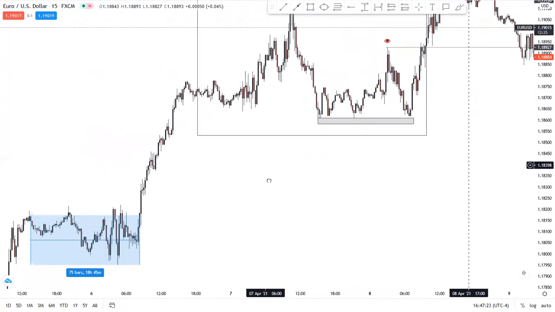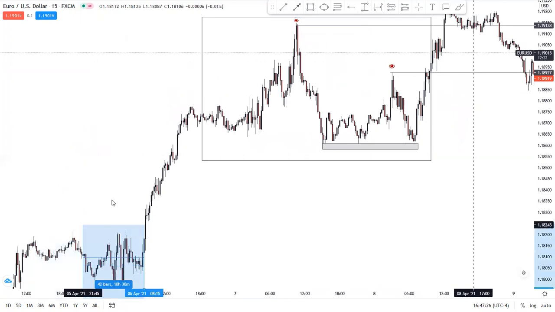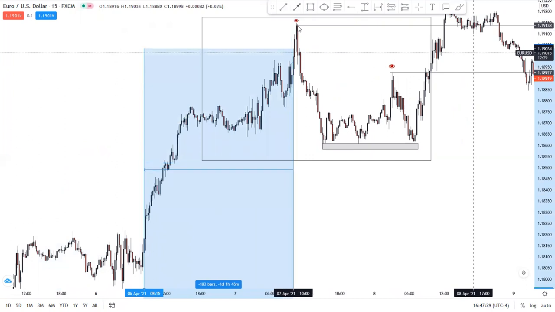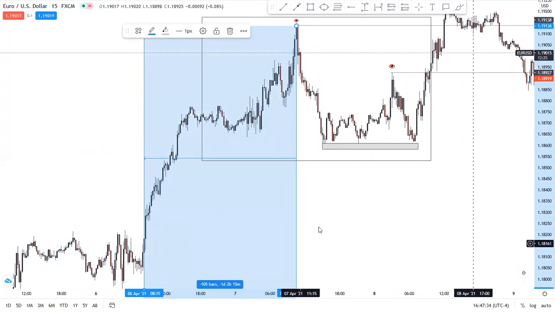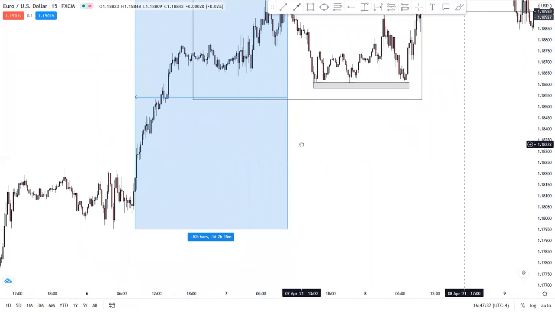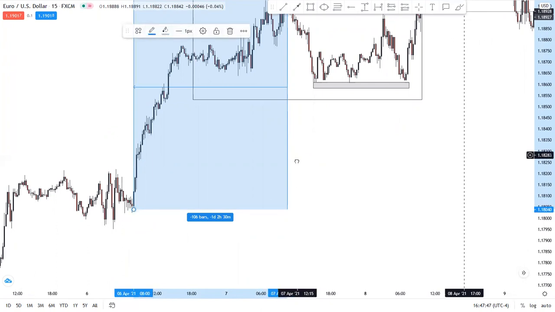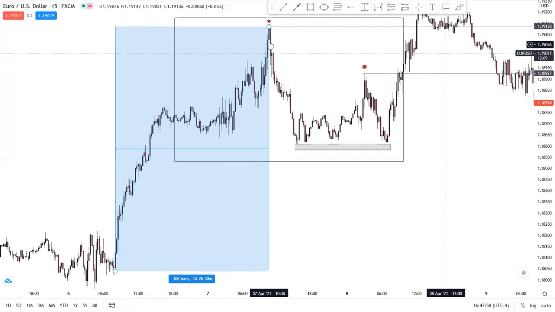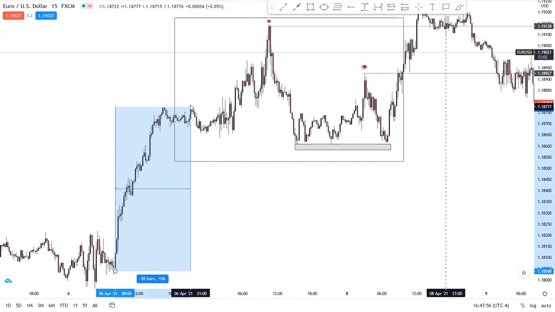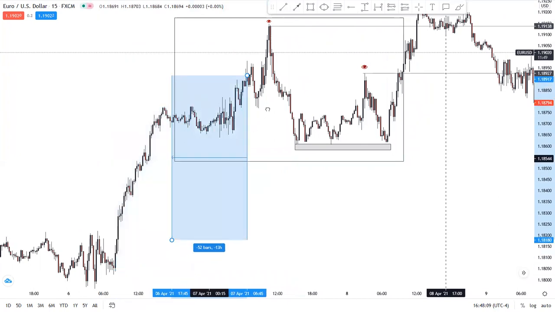Now, if you do the same thing, let's take this to the high. How many? That's a day, 2 hours and 15 minutes. From the swing low, a day, 2 hours and 30 minutes. Okay, I'm going to use this area, because we saw price staying in consolidation before trading higher. So I'm going to use that high: 52 bars, 13 hours.